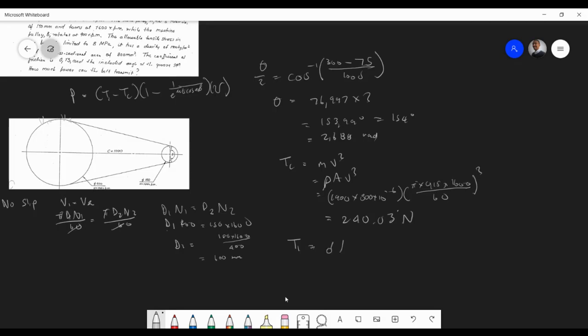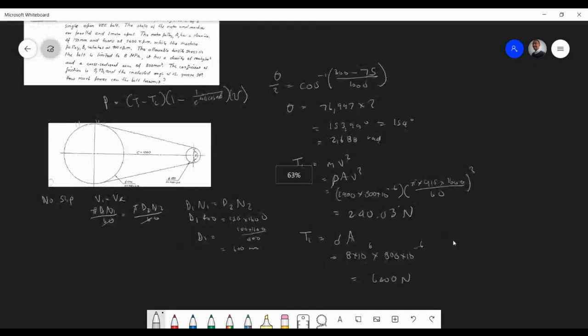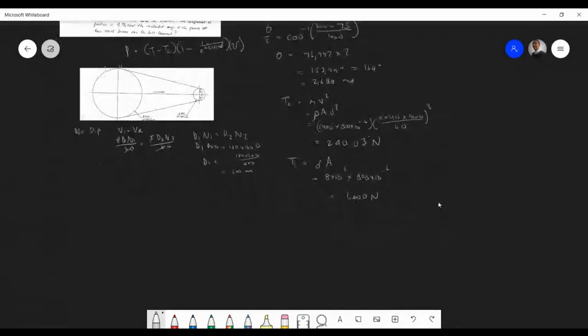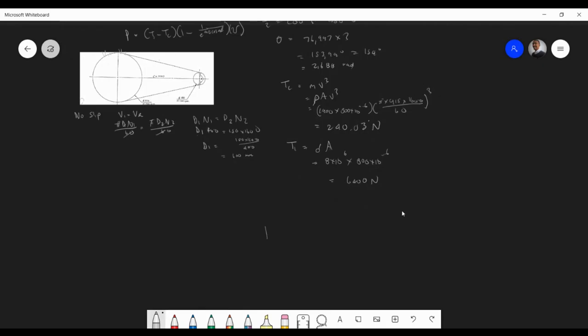So T1 is stress times area. We lump it to 8 megapascals and multiply it by the area, which is given to us, fortunately. Then we get a value of 6,400. So that's the maximum, that will be the tight side, right? Then all we need to do now is go back to our power formula. T1 is 6,000 minus TC, which is 240.03.